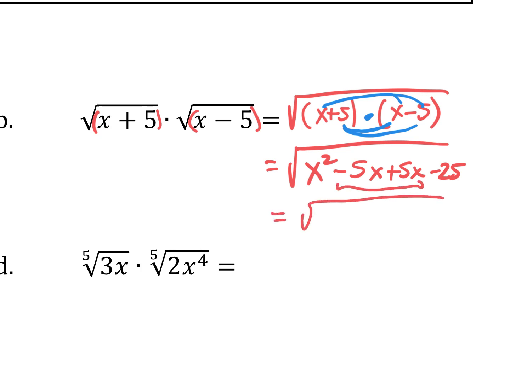We've got negative 5 times a positive 5, or negative 5x plus 5x, that is 0. Those cancel. Okay, those are gone. And so we have x squared minus 25. Now be careful. You cannot go any further.